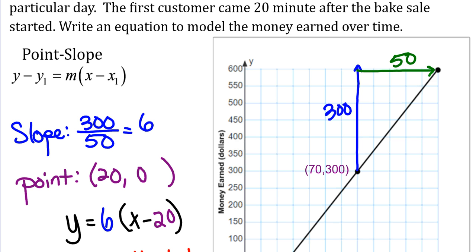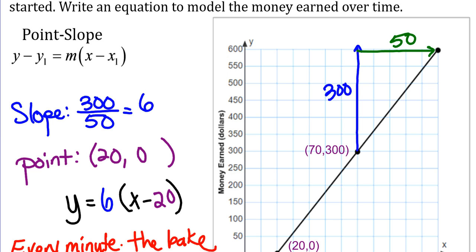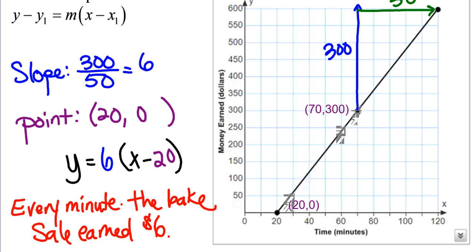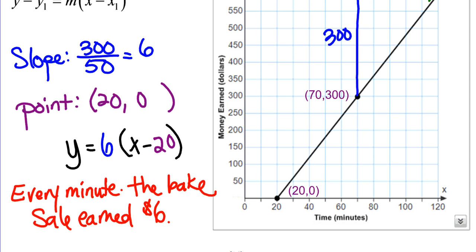And those are 3 points that we knew the coordinates of. Well, what does the slope of 6 mean? Every minute that went by, the bake sale earned $6. Now, we said the graph did not show a y-intercept, and that's why we chose to go the point-slope route.